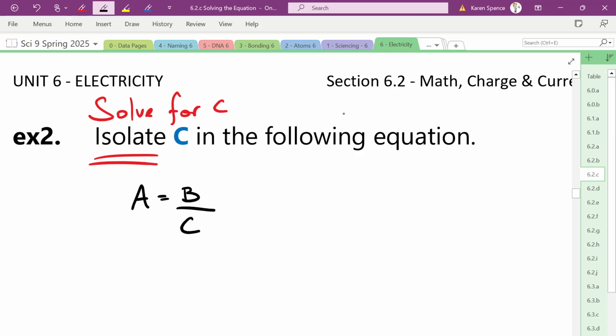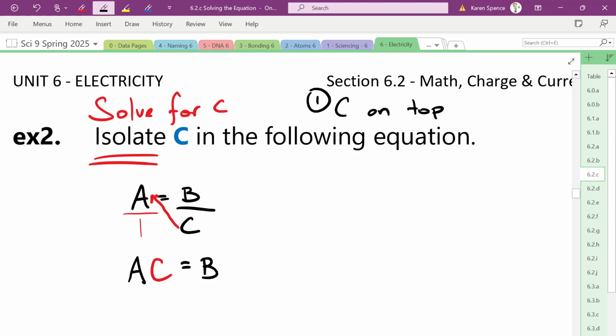We want C on the top. Is C on the top? If it is not on the top, you can move it which direction? Diagonally. Now, if you can see that A is over 1, that's great. You don't have to write that. So C is going to have to move diagonally to the other side. So now the A is going to be beside the C, and that's equal to B. So we got it on the top.